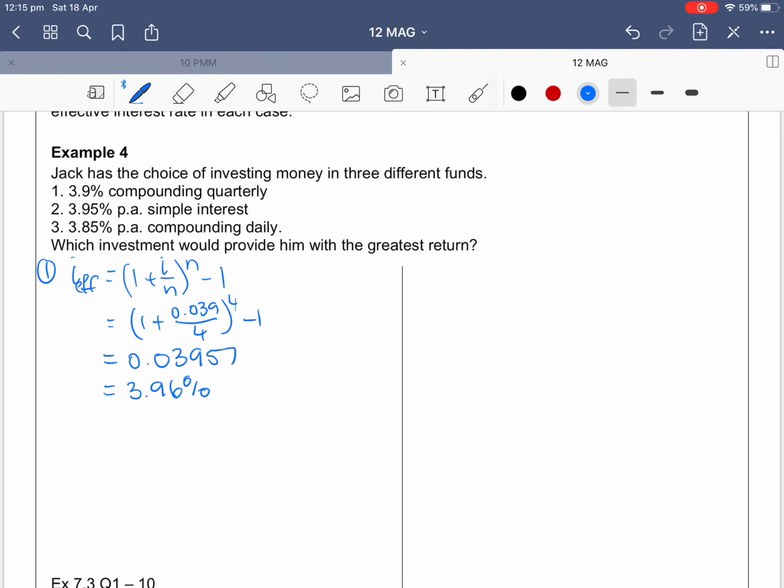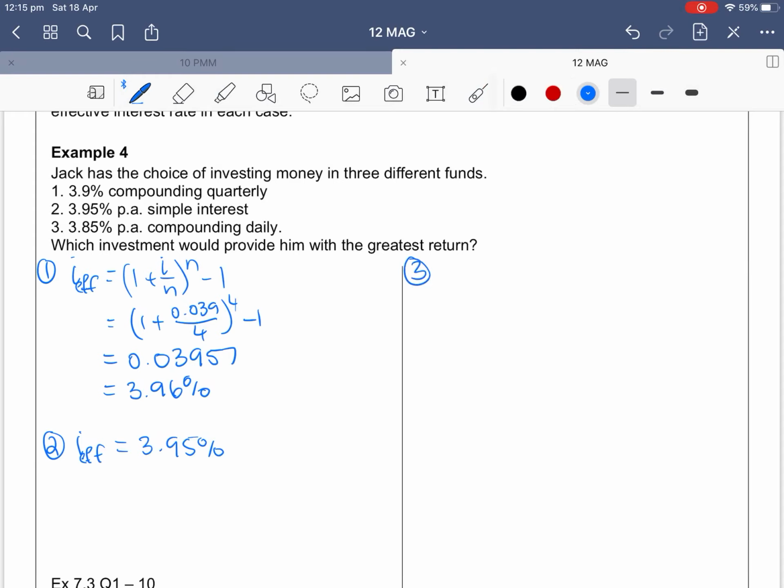Option 2. Well, the great thing about option 2 is I actually don't really need to do any working out at all, because if we are talking about simple interest per annum, it's not compounding, and it is 3.95% anyway. So his effective interest, I always write the F's first, it's so weird, is 3.95%. So we can already see that option 1 is better than option 2, but we need to make sure we check option 3 as well.